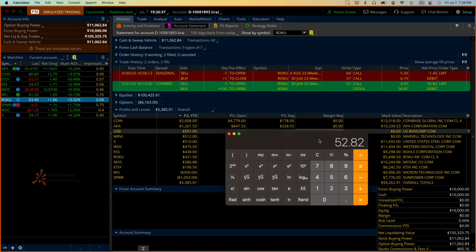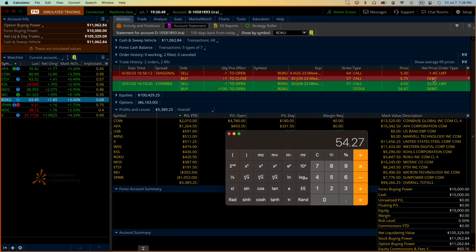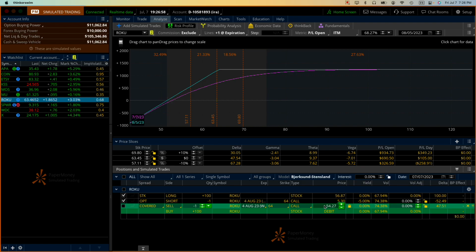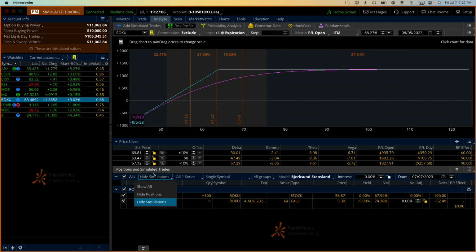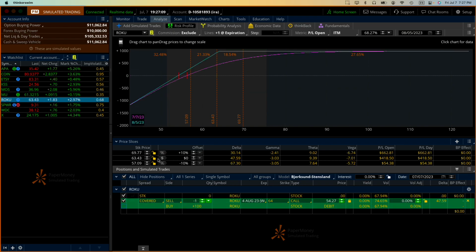So what happens is you need to add that to my value. So the 52.82, we add $1.45. How you know you need to add is when it says debit here. That means you paid for this. Okay, so 54.27 is the new cost for me. I put that price here, and you can see that that's the adjusted. And this is what it will look like now. And you can see that I could make $973 if the stock does stay above 64.